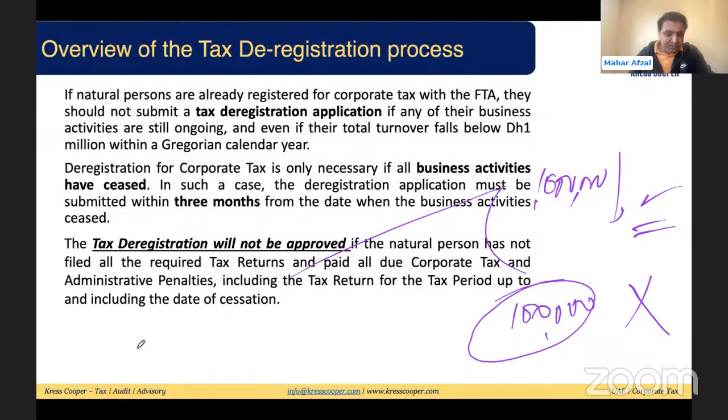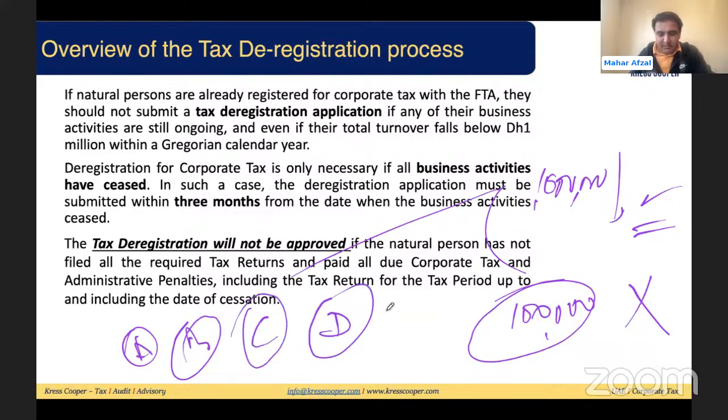Even if you have multiple businesses, A, B, C, D, and this business you have wound up, this wound up, this wound up, and you are a natural person running one business, you still need to maintain the same registration. You cannot deregister yourself unless all your businesses have been wound up. Before deregistration, you will be liable to pay all outstanding liabilities to the Federal Tax Authority. Then you can deregister.